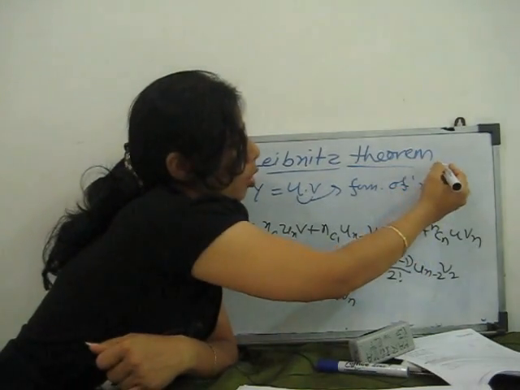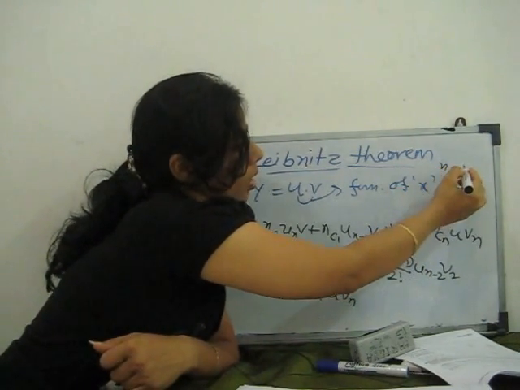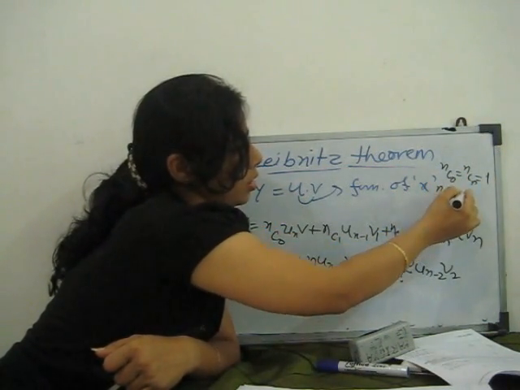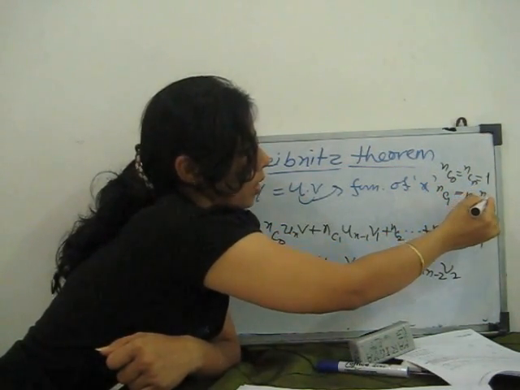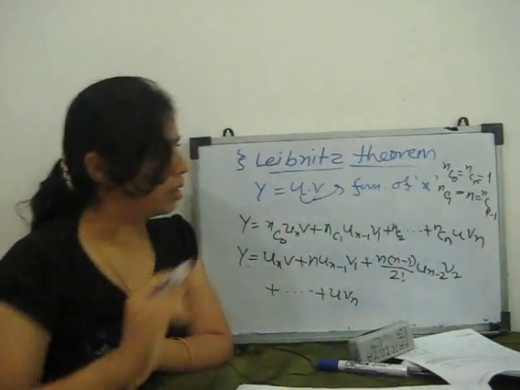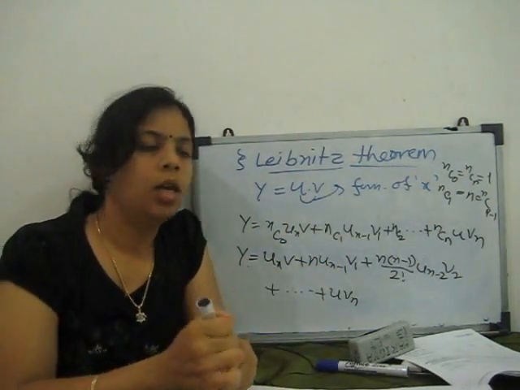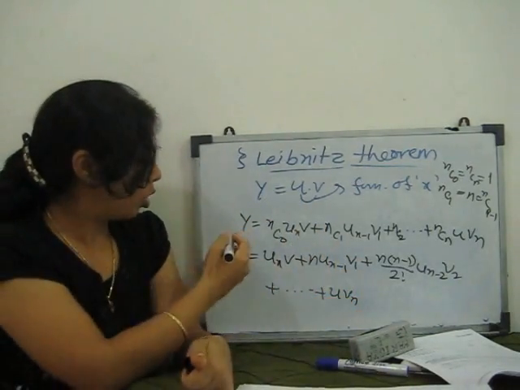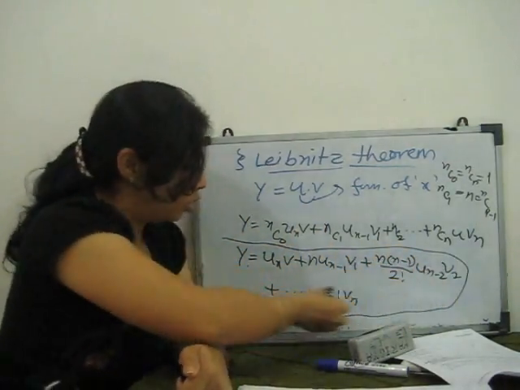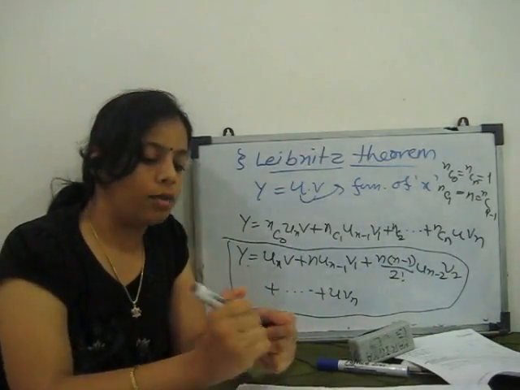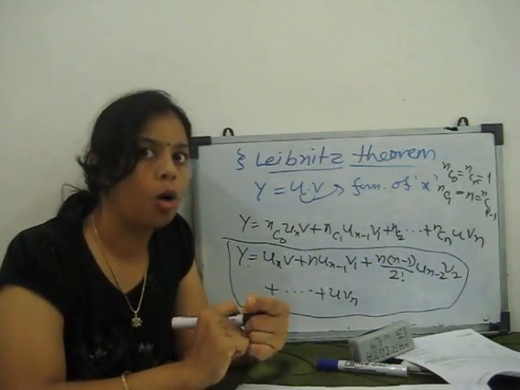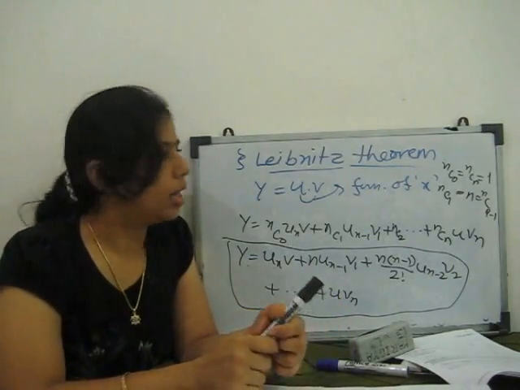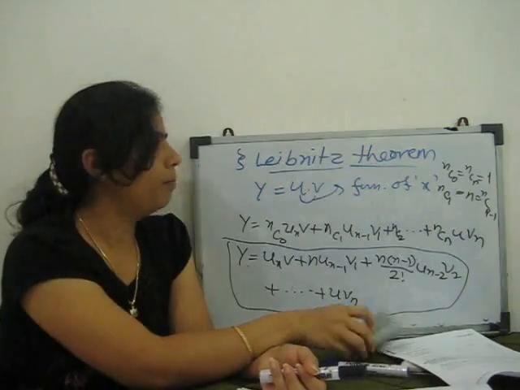Because I already know nC0 and nCn are equal to 1, and nC1 is equal to n, which is equal to nC(n-1). So you can find these combinations this way, or otherwise you can use this format of Leibniz theorem directly. So this is our Leibniz theorem. Now I will give you one example of how to apply Leibniz for finding the nth order derivative.